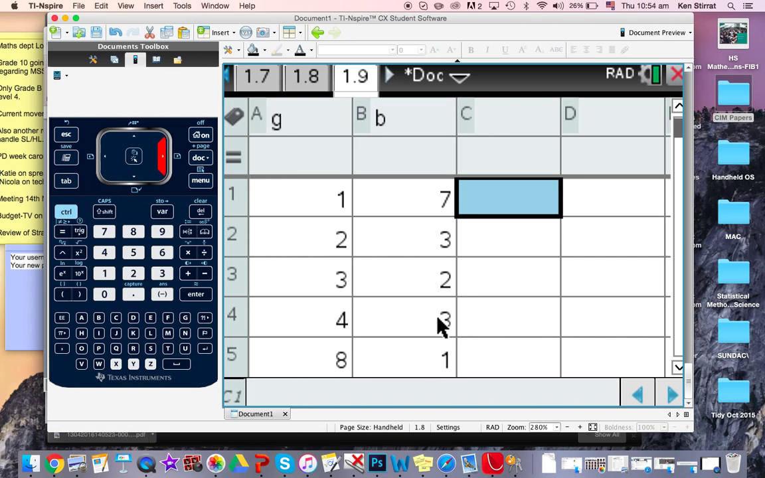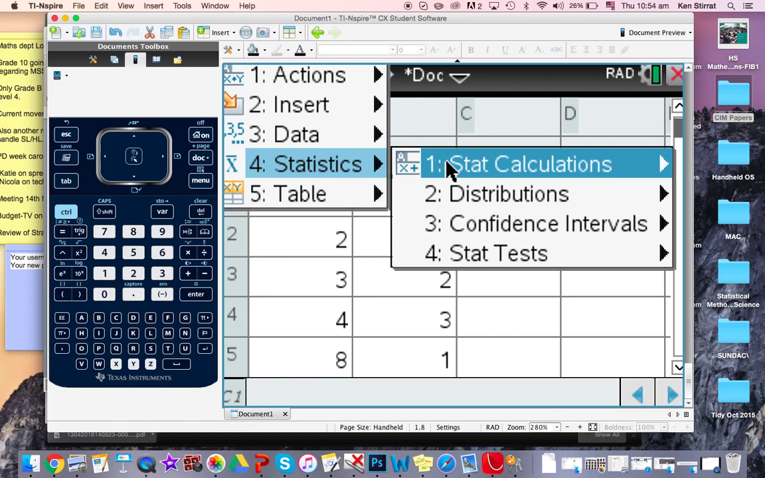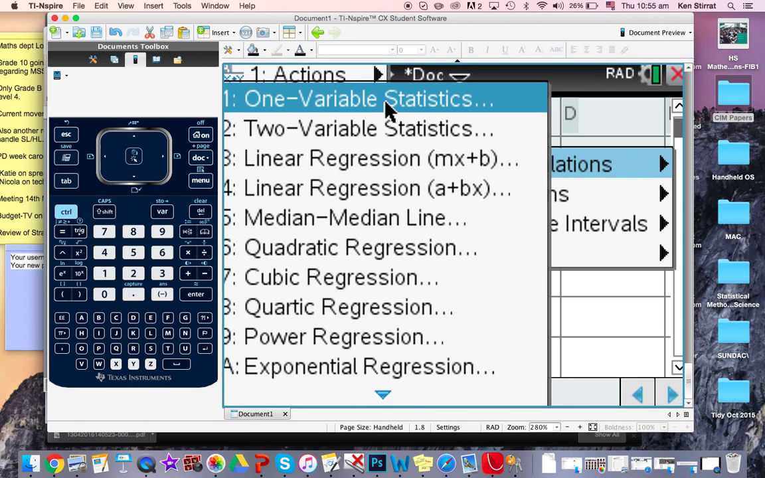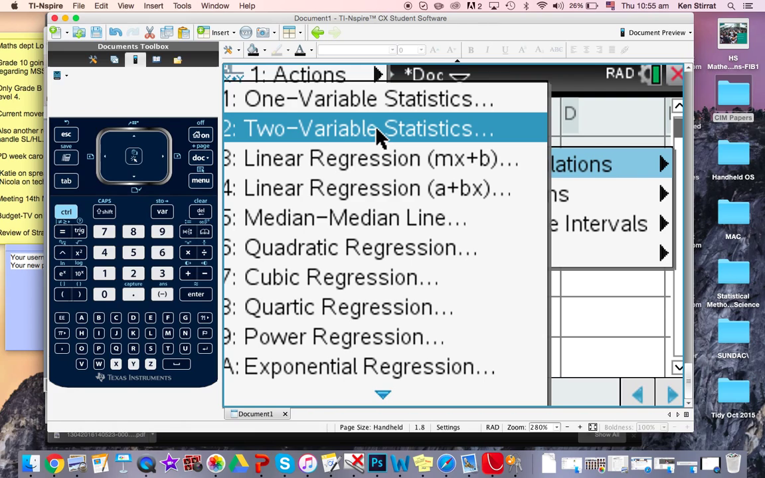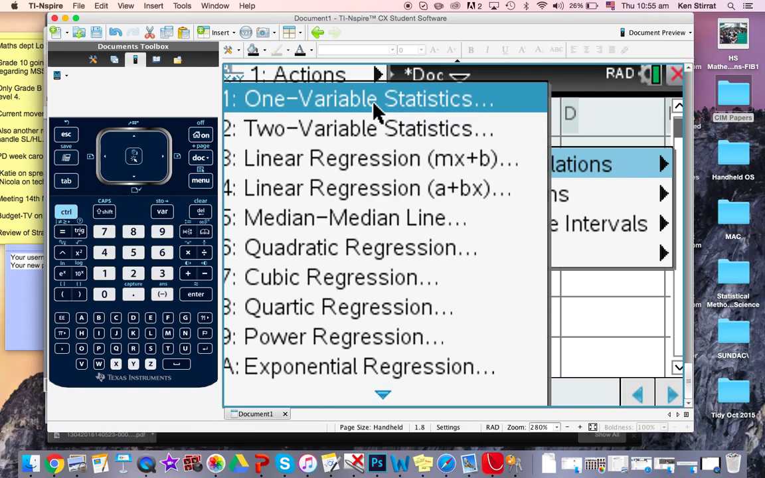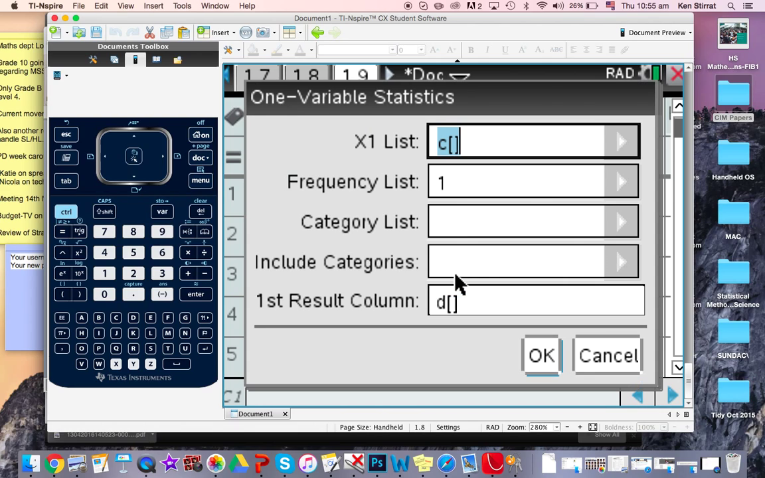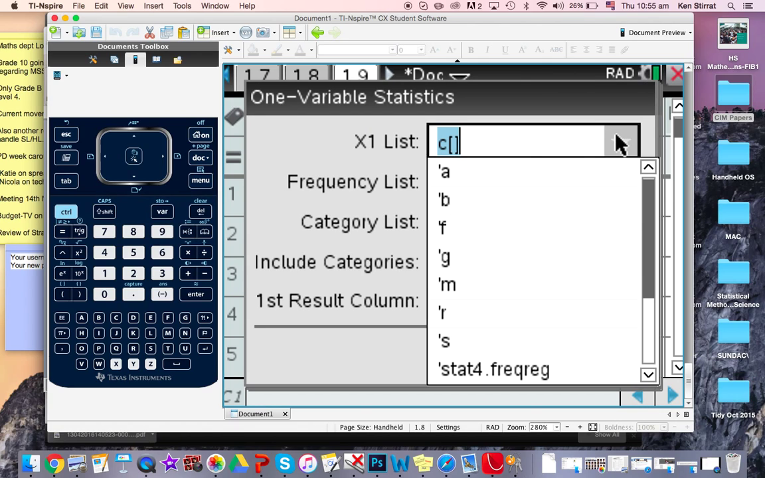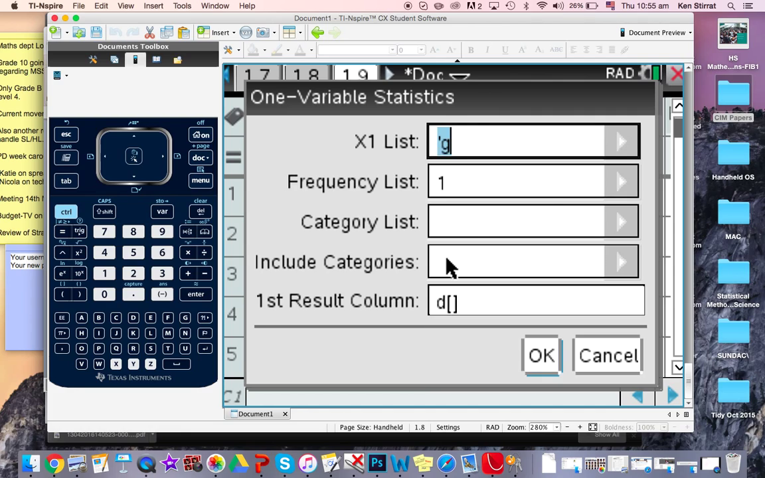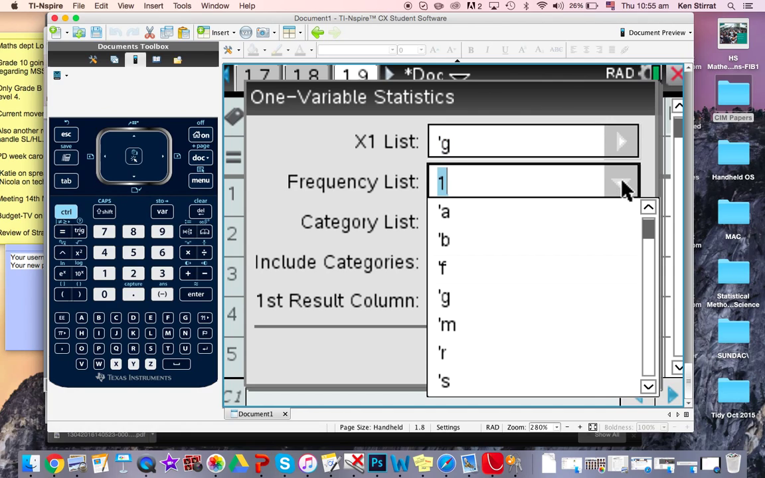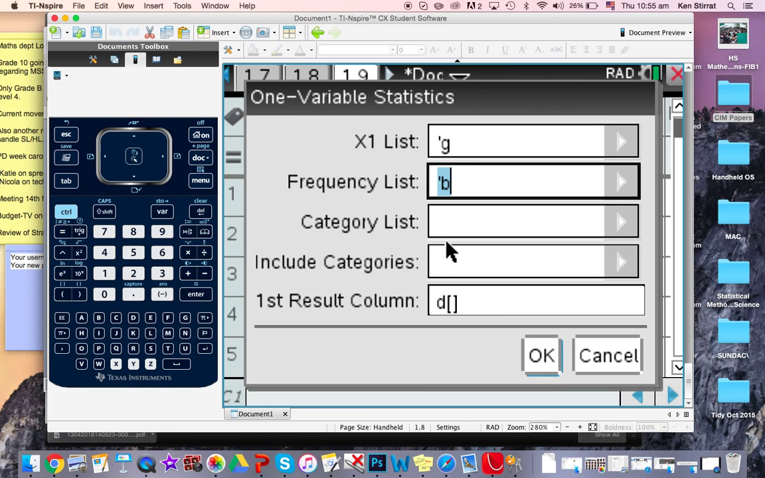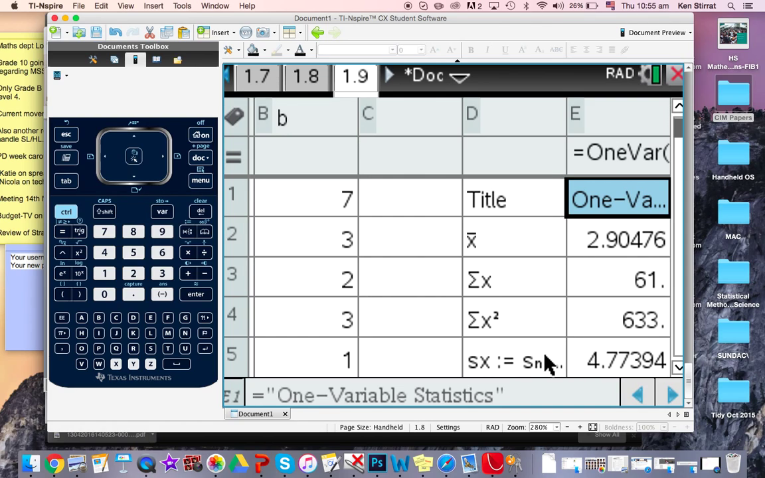Highlight the cell where you want the results to appear, and then Menu, Statistics, Stat Calculation. Many people make a mistake by thinking there's two variables there because you've entered two columns, but there's only one variable because we're measuring the goals scored. There's only one list, and the X list is given by G, the goals scored, and the frequency list I think was given by B, and the result is in column D. And then we just have a little look. So the mean is 2.9, I think that's what we found.